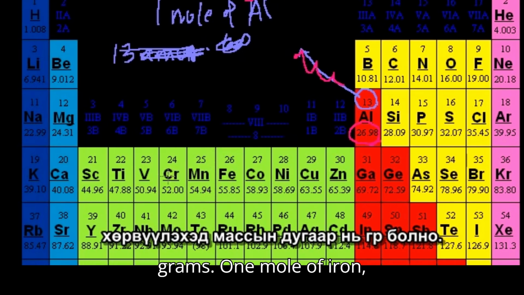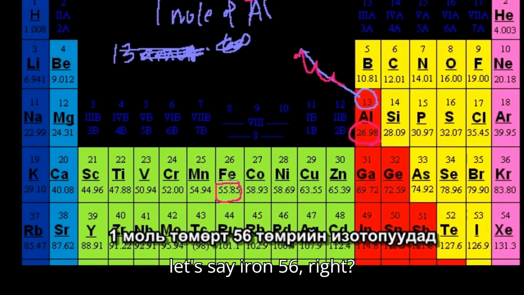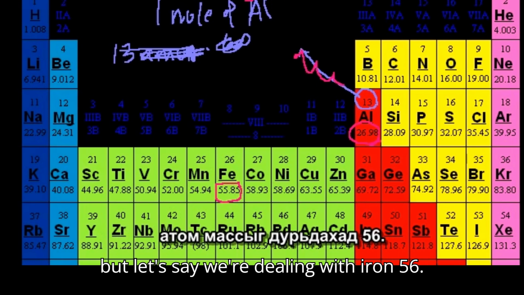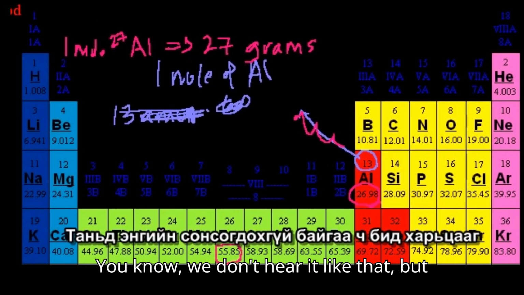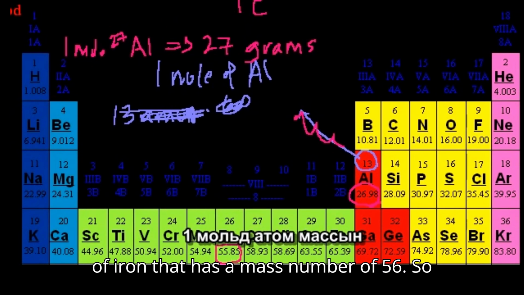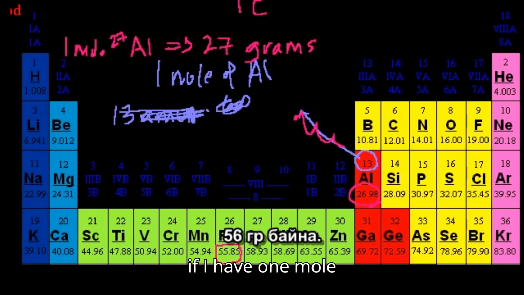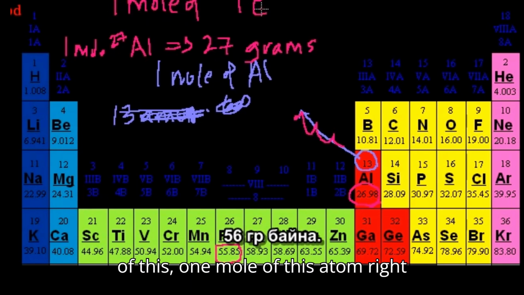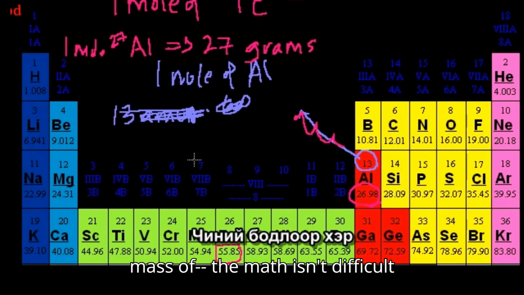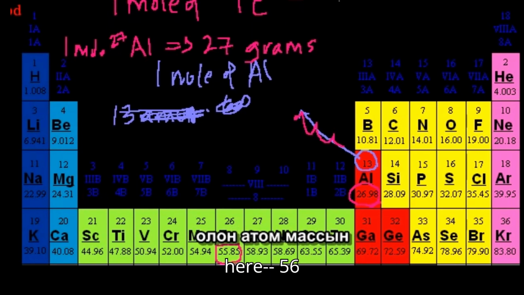So it literally is, when you have 1 mole of an atom, a direct translation between its mass number and grams. 1 mole of iron, let's say iron 56, right? There's obviously many isotopes of iron, but let's say we're dealing with iron 56. You normally don't hear it like that, but let's say we're dealing with the isotope of iron that has a mass number of 56. So if I have 1 mole of this atom right here, that's going to have a mass of, the math isn't difficult here, 56 grams.